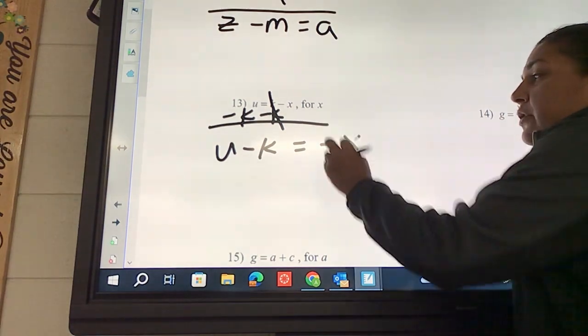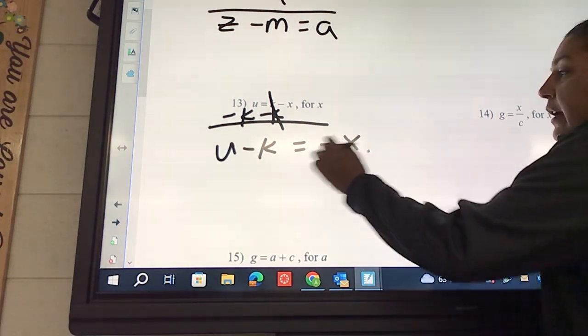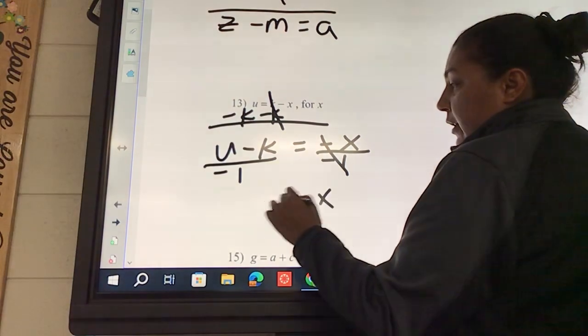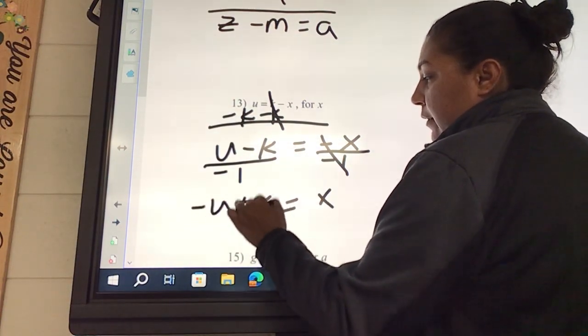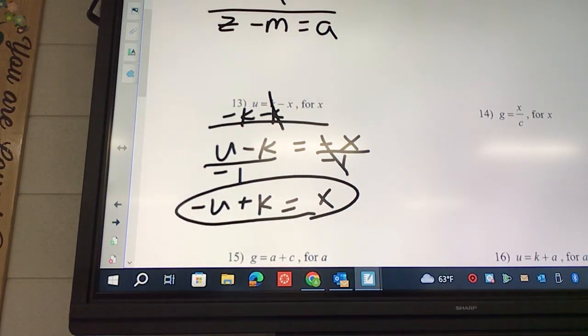So this one has an extra little step. Do we leave a negative in front of it? No. Really, what number is in front of that x? 1. So it's really negative 1 times x. So how do I move that? Divide by a negative 1. Normally you won't have ones like this on here, but it's going to end up being negative u plus k. And I'll look at your sheet, any of those ones will cross off.